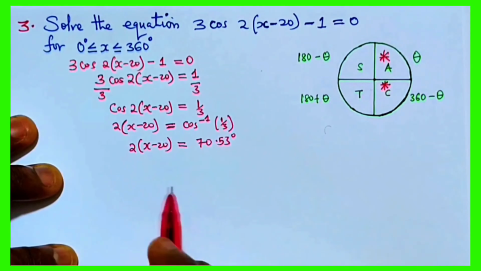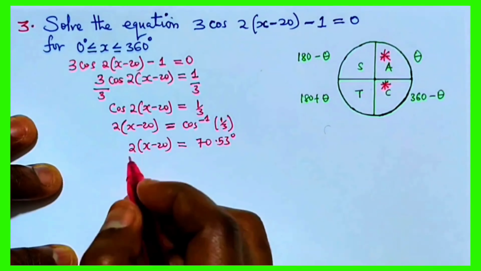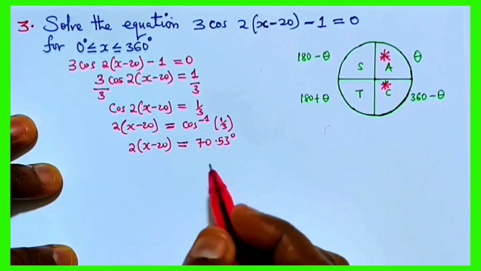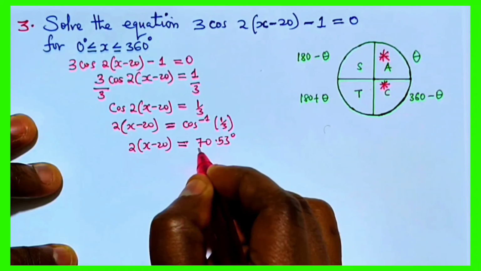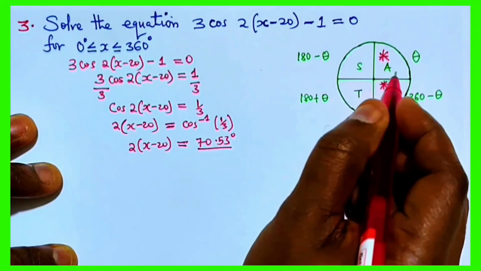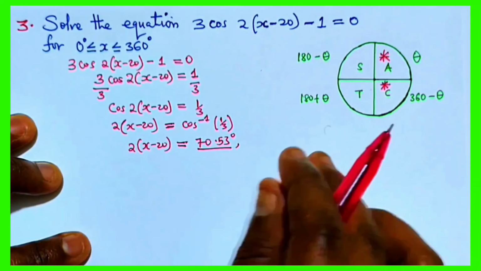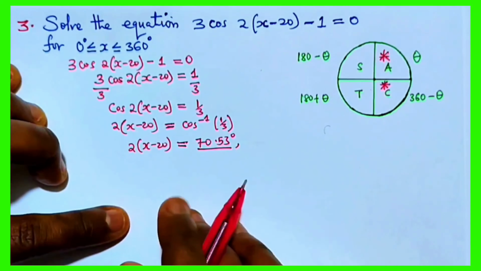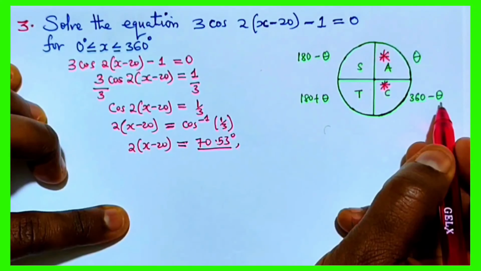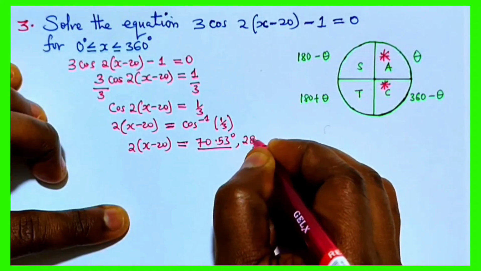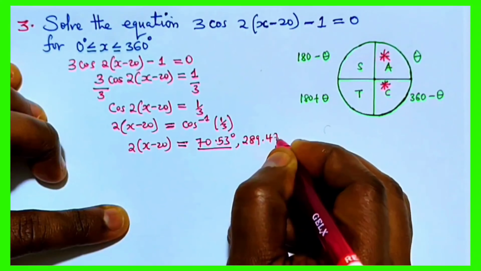And therefore, considering different angles of 2 into x minus 20 here, we are going to consider that theta will be 70.53, that means in the first quadrant, and then in the fourth quadrant we are going to have 360 degrees to subtract 70.53, which is equal to 289.47.